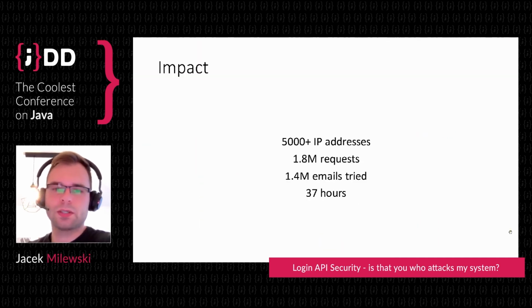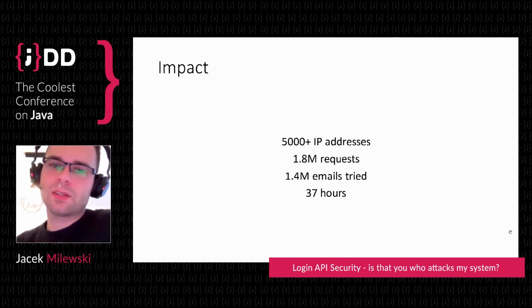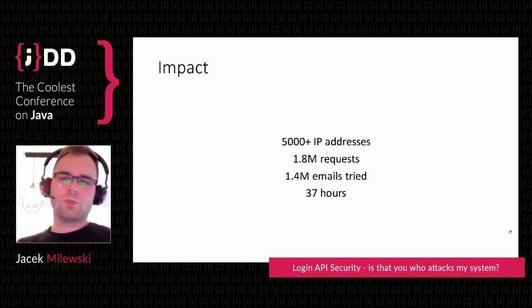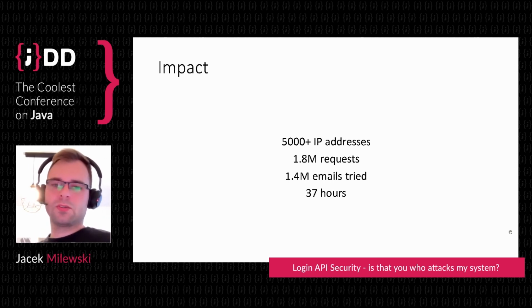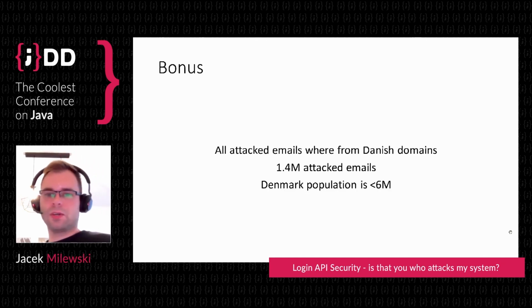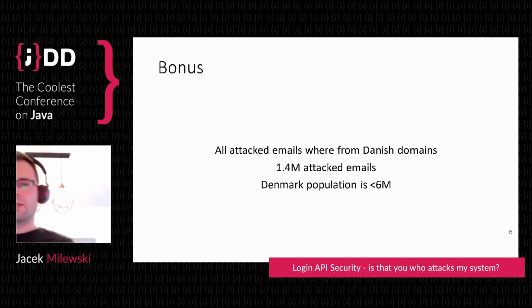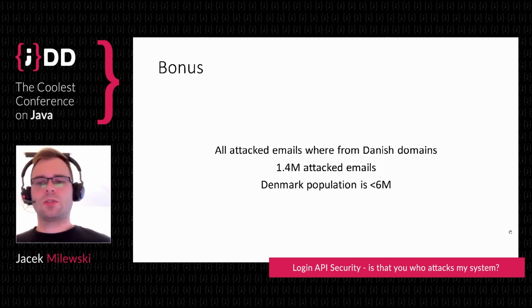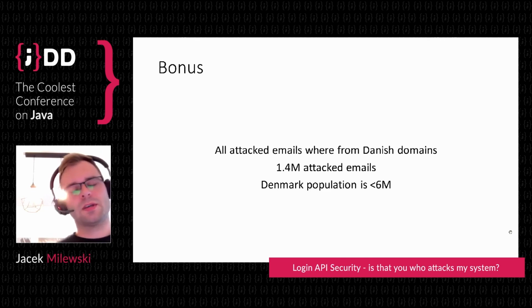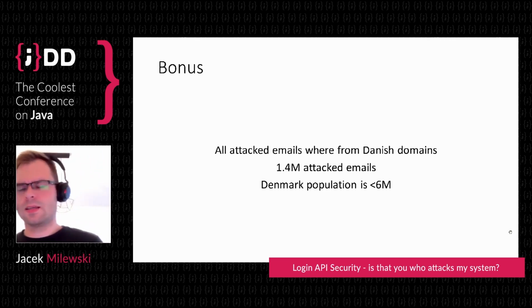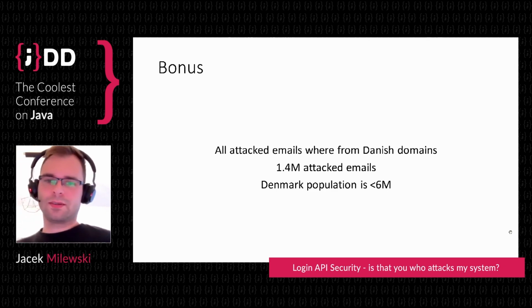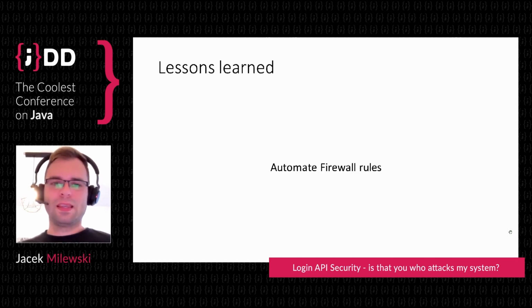So it was pretty big one, right? There were 5,000 IP addresses and almost 2 million requests, right? 1.5 million emails have been tried, so pretty much. As a bonus, I would add that all emails that were attacked came from Danish domains. I mean, several domains, not just one domain. So when we have 1.5 million attacked emails and the Denmark population is somewhere below 6 million, then a big part of Denmark was attacked, right, in this case.